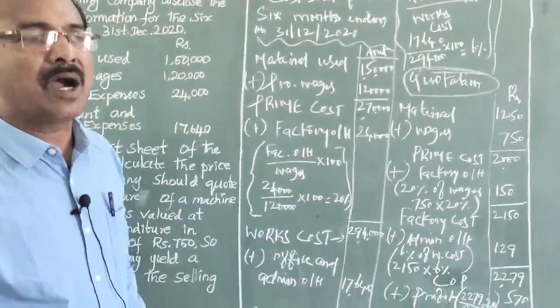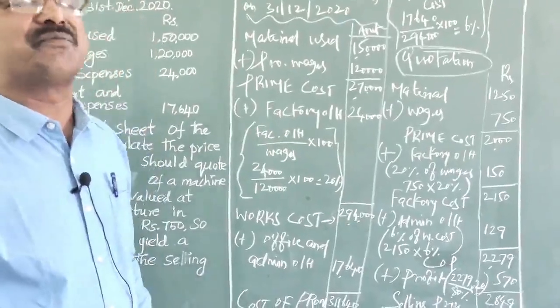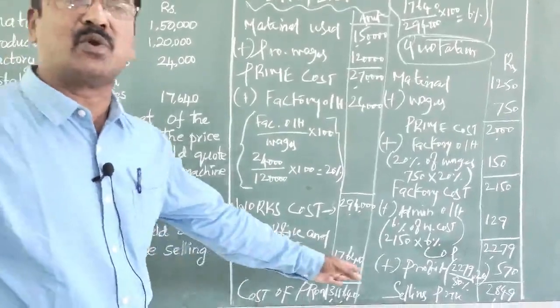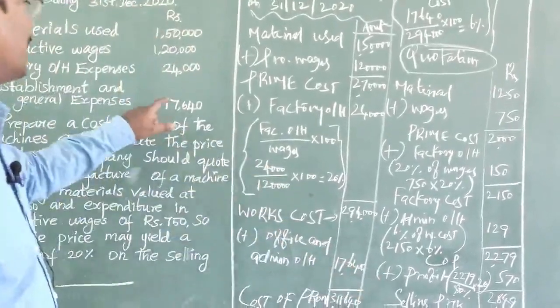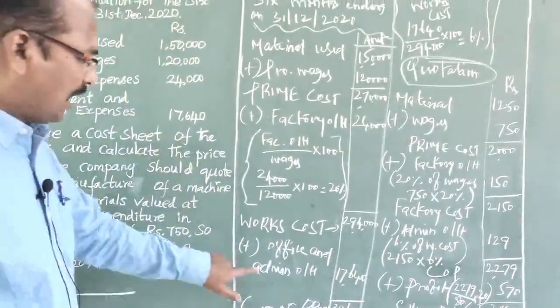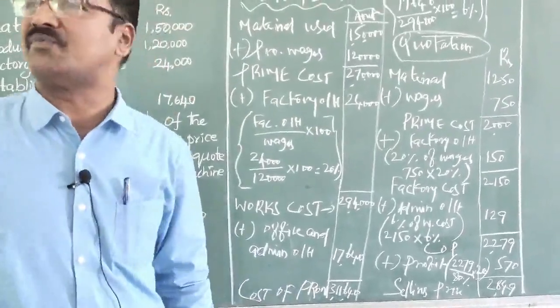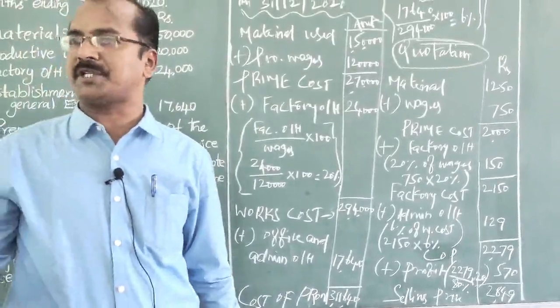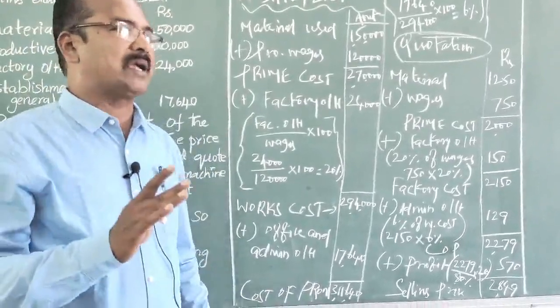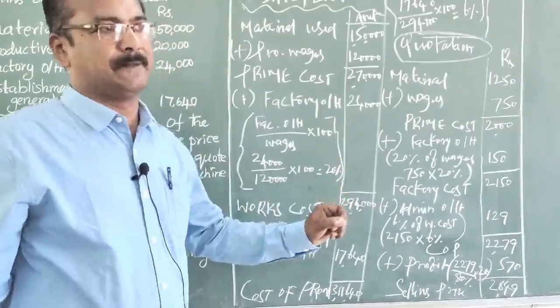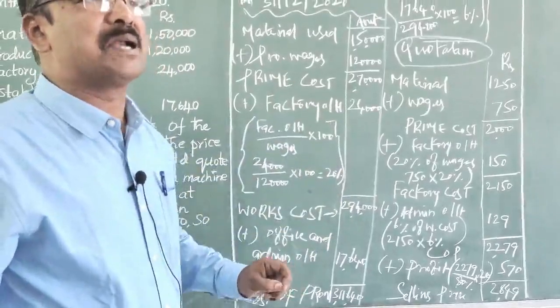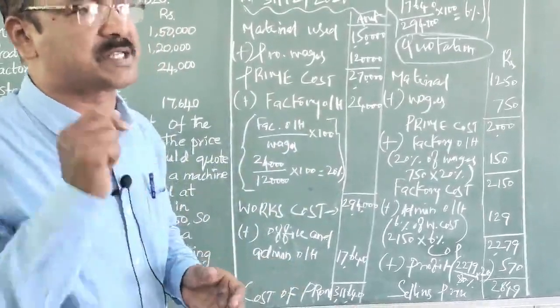Then what I have done, along with the works cost, I have added office and administrative overhead, which amounted to 17,640 given in the problem. I have added it and calculated 3,11,640, which is nothing but cost of production. Now followed by what I have done, I have calculated the percentage of administrative overhead on works cost.